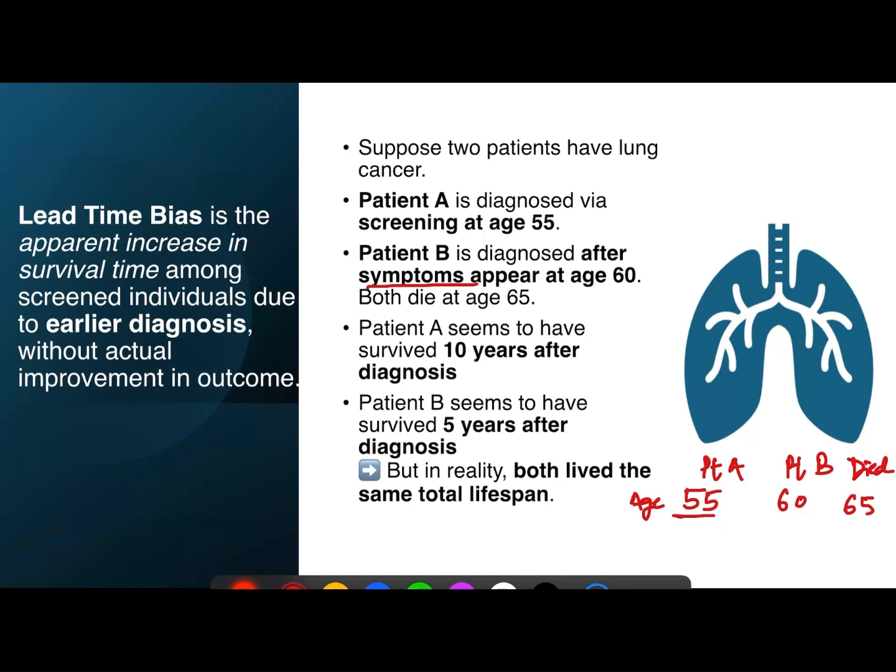So what it looks like that we have given, this patient died 5 years after diagnosis and this patient died 10 years after diagnosis. So patient A seems to have survived 10 years after the diagnosis, but in reality the both lived the same total lifespan because the earlier diagnosis of disease does not help in the treatment of disease. So lead time bias is the apparent increase in the survival time among the screened individual due to earlier diagnosis without actual improvement in the outcome.